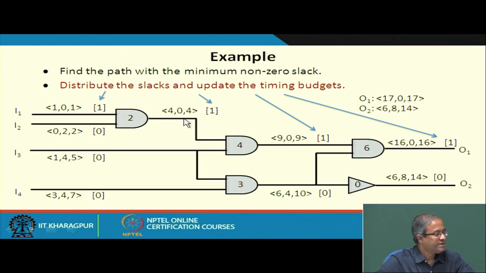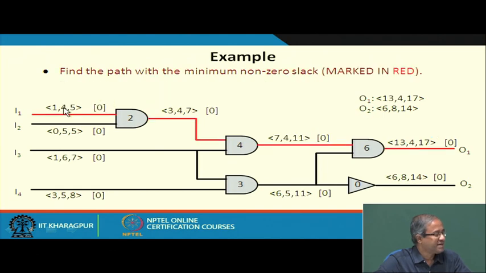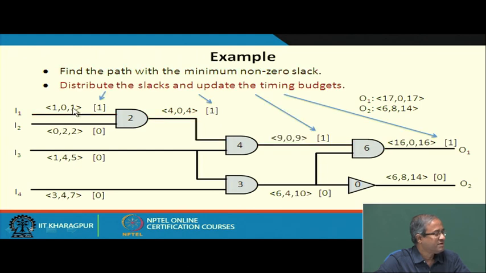If you do it, the slack that was 4 will get decremented by 4, because now the entire path delay has increased by 4 units. So the slack will be reduced by 4 units. This is the first step. So you see earlier it was 1, 4, 5, if you decrease the slack to 0, this RAT will also become 1, because RAT minus AAT is slack, right.